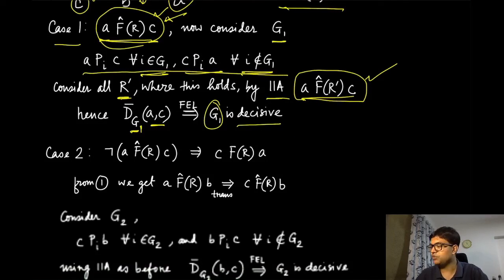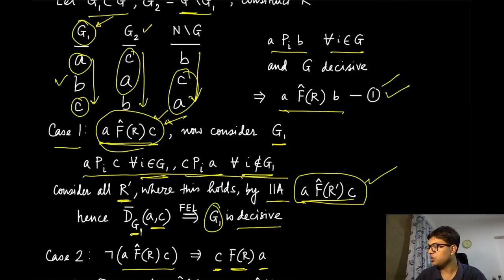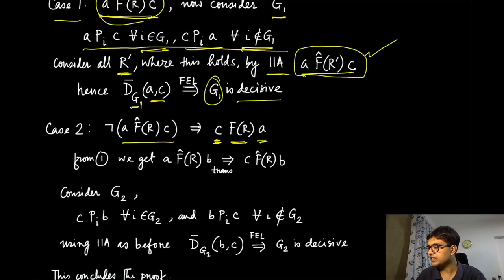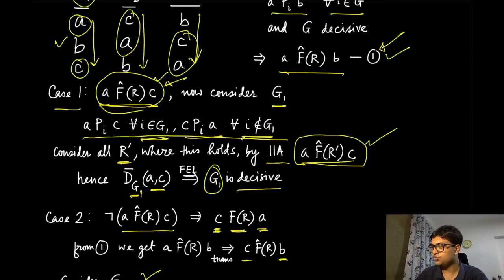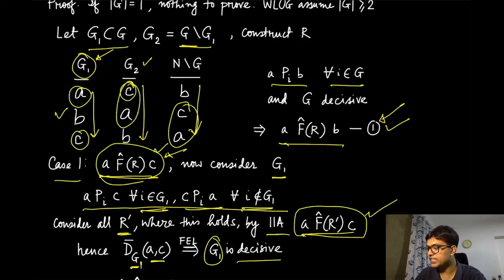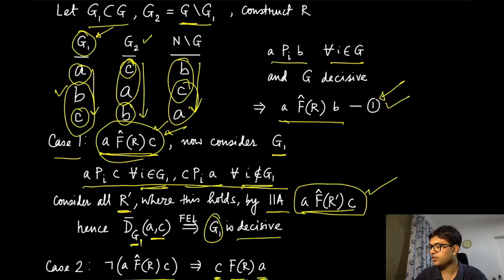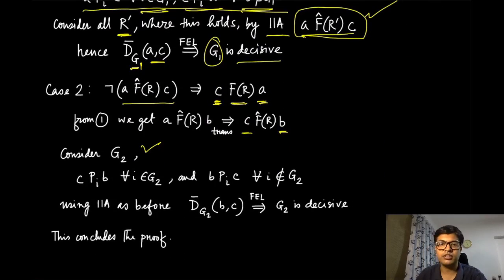When we have case 2, which means that this is not true, which means C is at least as good as A in the final ordering F of R, then we are going to use this in conjunction with condition 1. We know that F is strictly preferred over B, and we also know that C is weakly preferred over A. Using these two things, using transitivity, we can conclude that C is strictly preferred over B. So now we can look at G2. And G2, we have considered in a very specific way. C is strictly above B for agents in G2, and for all the agents outside G2, B is strictly preferred over C. This is exactly the same kind of if condition that we have for almost decisiveness, and we also know that C is strictly preferred over B under this preference F of R.